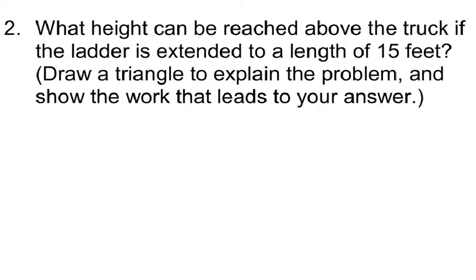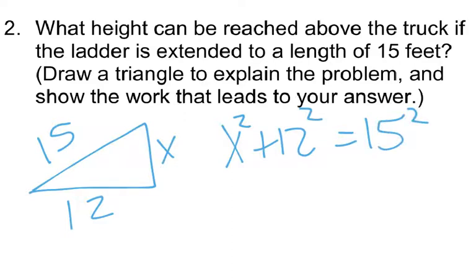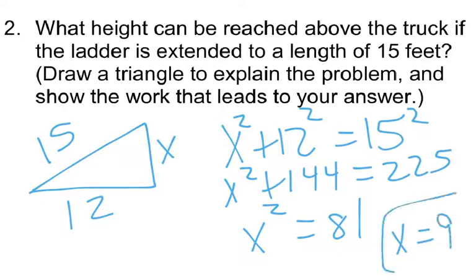What height can be reached above the truck if the ladder is extended to a length of 15 feet? Same situation, just a different number that you're working with. So we still have 12, we now have 15, and we have x. So x squared plus 12 squared is equal to 15 squared. So that would give you x squared plus 144 is equal to 225. Subtract your 144, and x squared is equal to 81. Take the square root and you get x is equal to 9.